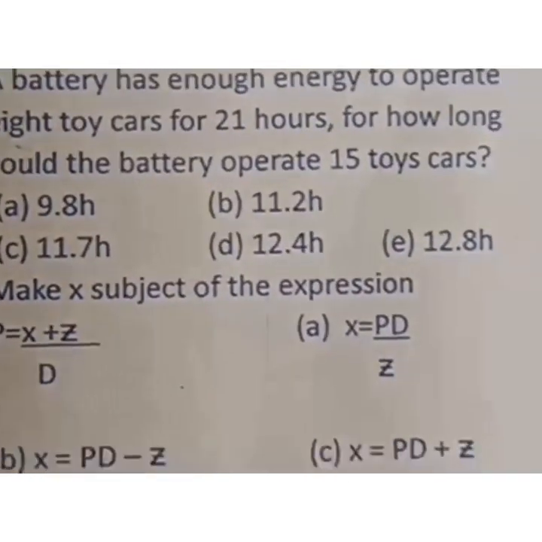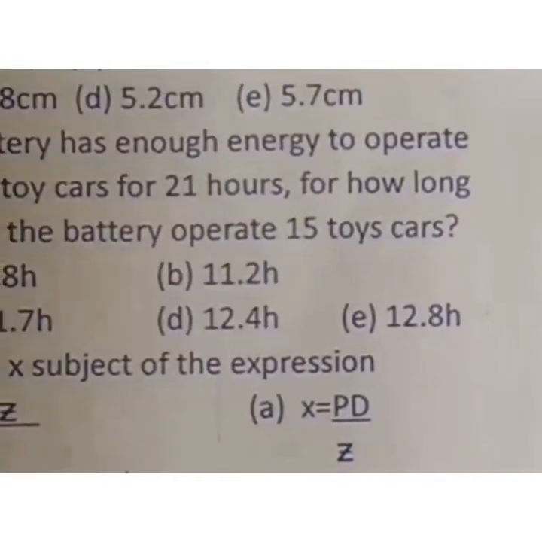Now 8 times 21, we can actually do that. 8 times 1 is 8. 8 times 2 is 16. So we have 168, and it's given in hours, so 168 hours. So this same battery can operate 1 toy car for 168 hours. Now, how long could the battery operate 15 toy cars, which we are asked to calculate?